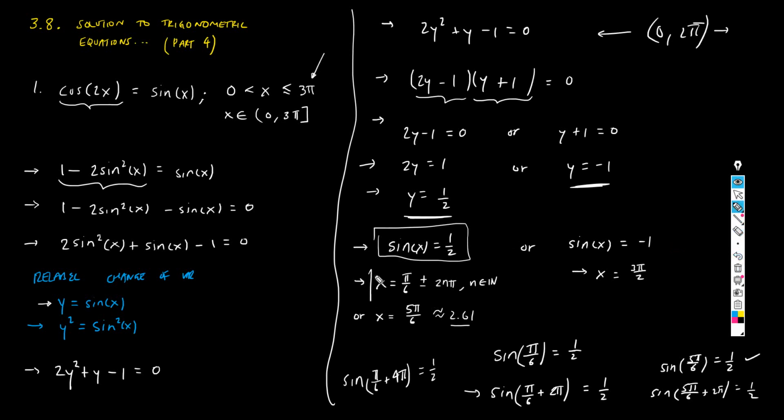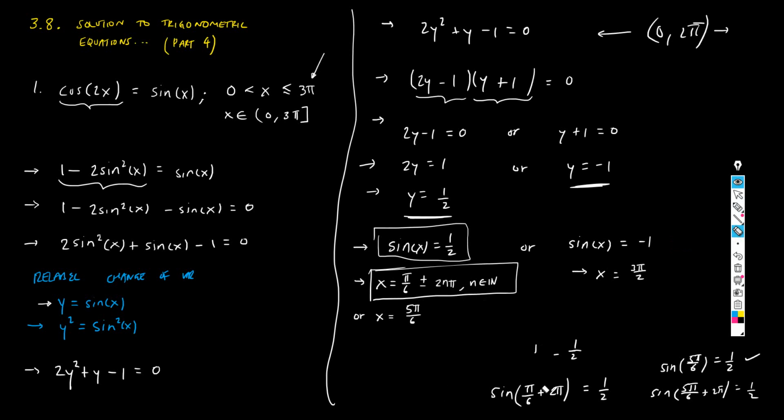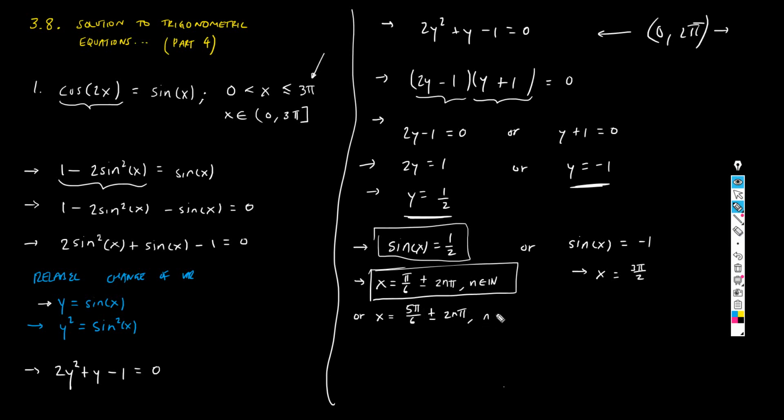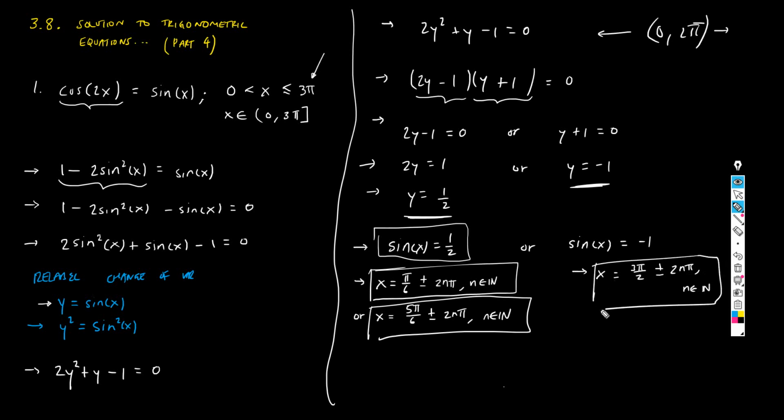Okay, so this is the more general solution, guys. And the same goes for this. The same goes for any other solution. So you will get 5 pi over 6 plus or minus 2n pi, n being an integer. This is a general solution also of this equation. And for this, the general solution is 3 pi over 2 plus or minus 2n pi, when n is a natural number. So this is the general solution.